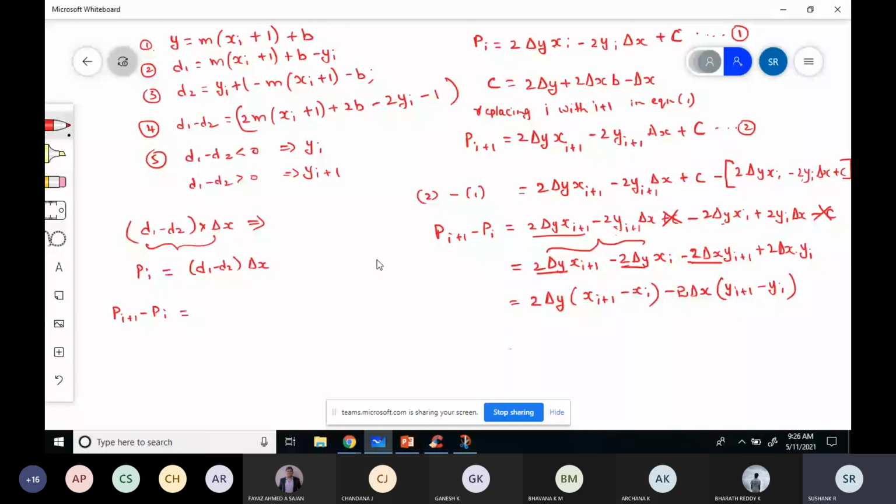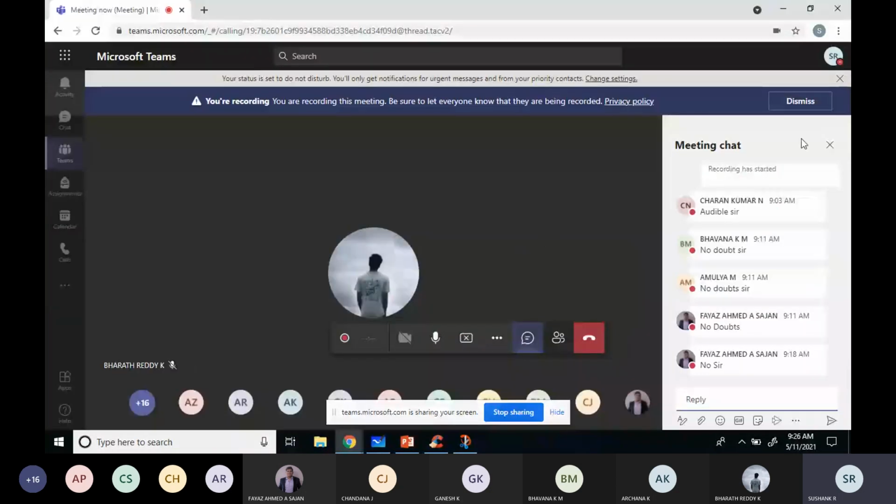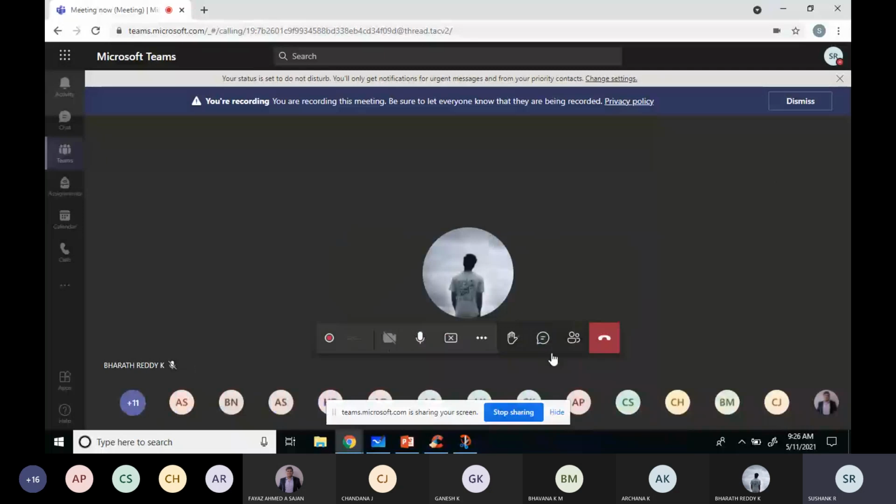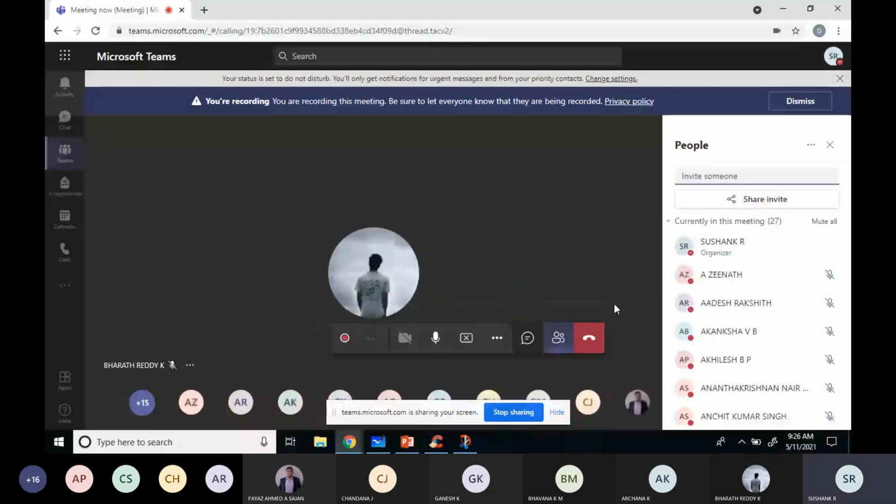After this, one point you should consider. Any doubt so far? Any doubt with respect to the calculations? See, I'm just doing the mathematics. I'm just deriving the equation. Any doubts? Bharat Reddy, any doubts? Zenith, Akhilesh. See, I'm solving the equation. Yes or no? Any doubts?